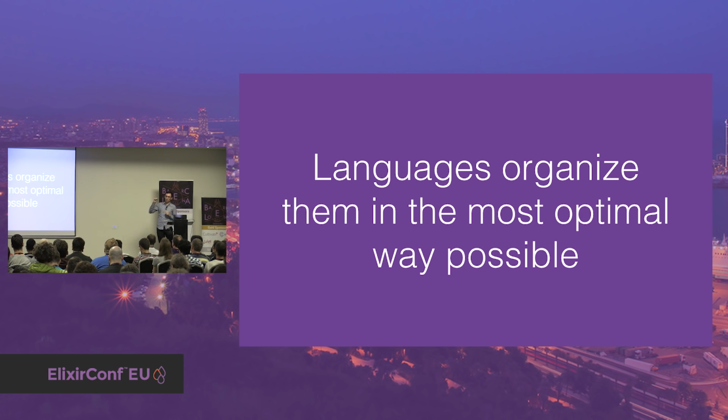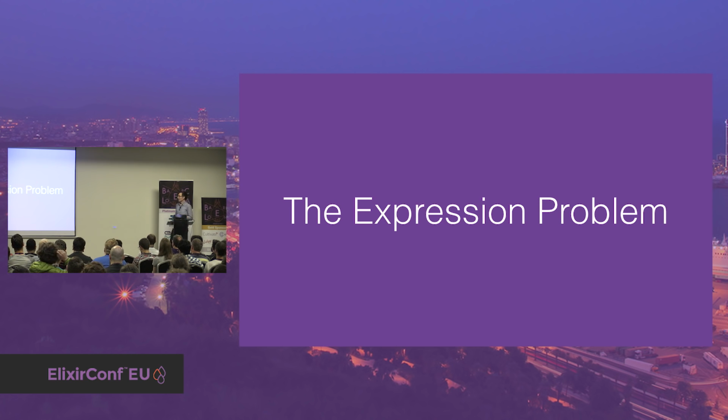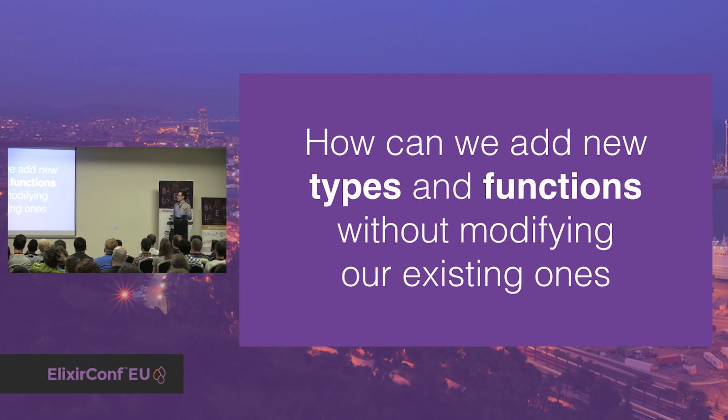But when doing this, a problem arises, and that problem is called the expression problem. We're going to walk through today what the expression problem is, why languages get tripped up on this thing, and what we can do to fix it. What the expression problem says is: how can we add new types, so new types of data, to our systems, and how can we add new functions to our systems without modifying the ones that we already have? So without modifying our existing types, without modifying our existing functions.